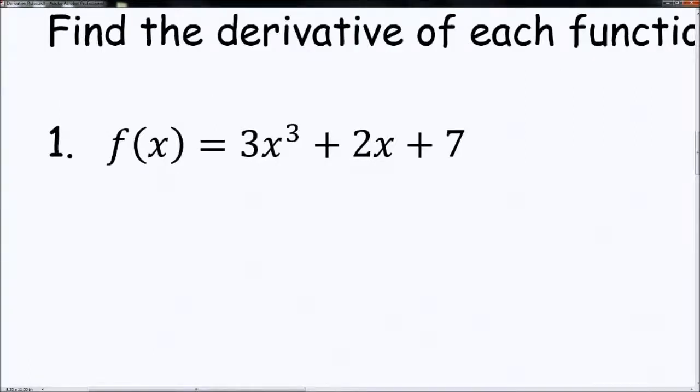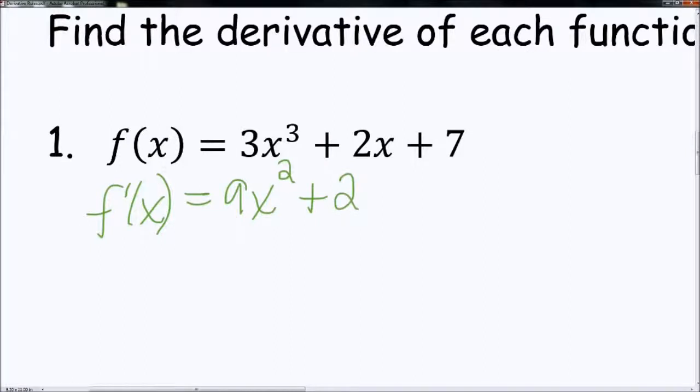Alright, let's go through several examples. They want us to find the derivative of each function using our rules, so we're going to write f prime of x is equal to, and then I'm going to use my power rule, 3 times 3 is 9, x, and then I'm going to do 3 minus 1, which is 2, plus my coefficient for my x is 2. That's the slope of a linear function, and then the slope of a constant function is 0. That's number 1.